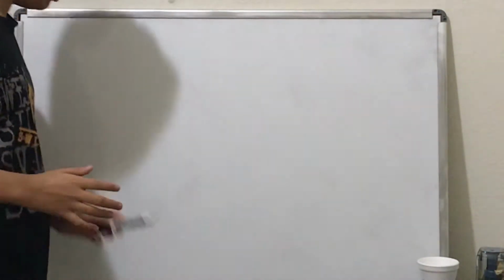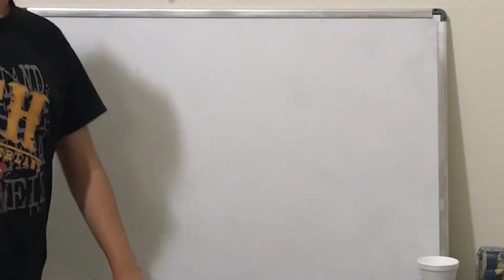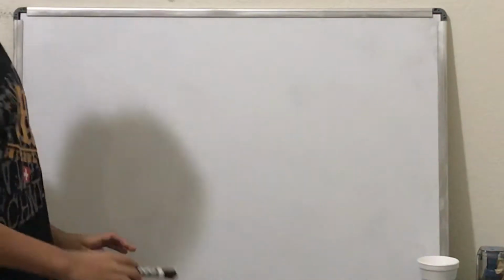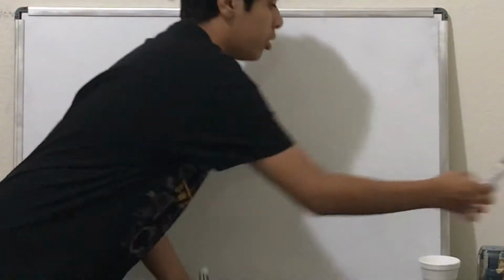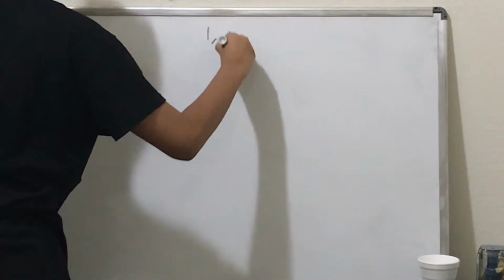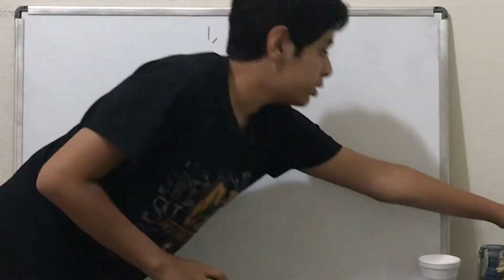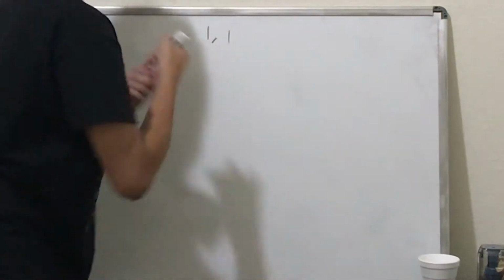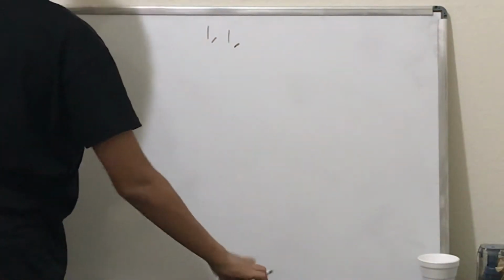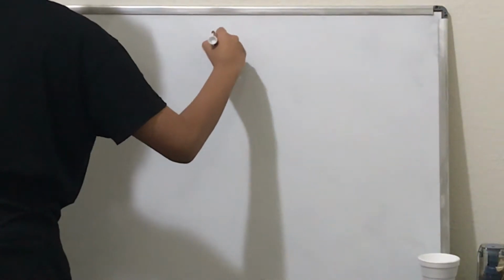Today we're going to be deriving a formula for the Fibonacci sequence that's not recursive. If you don't know what the Fibonacci sequence is, the first two terms are 1. And then the next term is characterized by the sum of the previous two. So, the first two terms are 1.